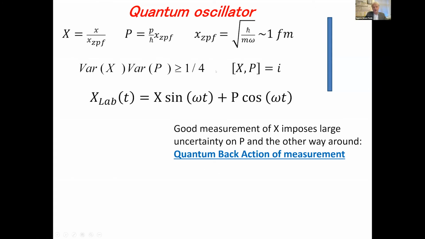And for an oscillator, you can actually write down the position of the oscillator in the lab frame through the position operator and momentum operator in the rotating frame, and they will be the amplitudes for the sine omega t and cosine omega t of the oscillatory motion.